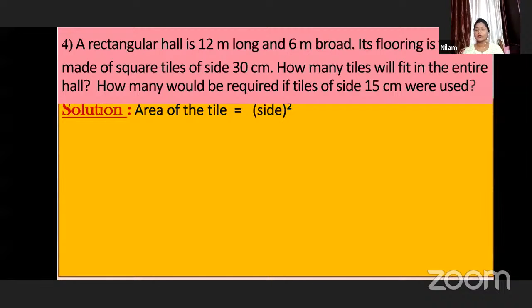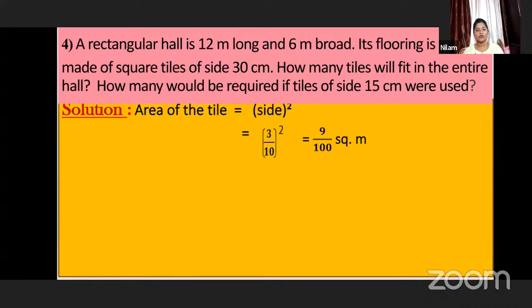So the formula will be side square. And just now children, we have seen the side of the square. It was 3 upon 10. So the square of 3 upon 10 is 9 upon 100 square meter. After converting the centimeter side into meter, we got 3 upon 10 meters.